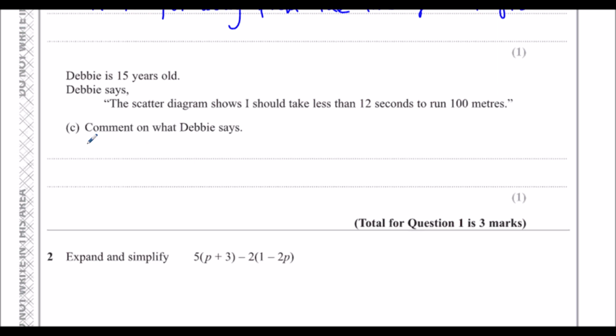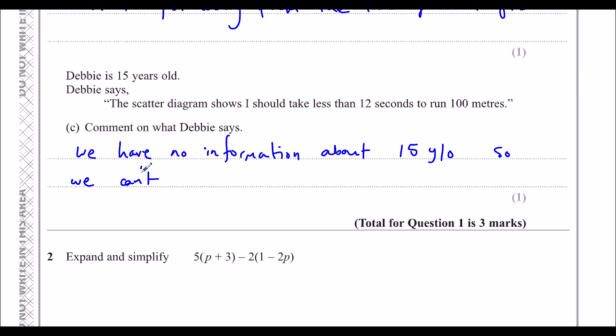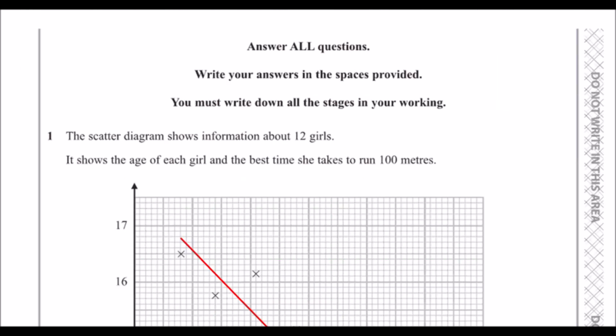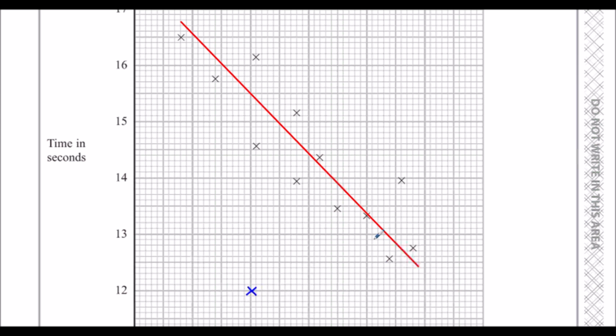What we can put is, we have no information about 15 year olds. So we can't make a reliable prediction. So we can only make predictions within our range of data. So within the points that we've been given, you can't make predictions outside of that range.